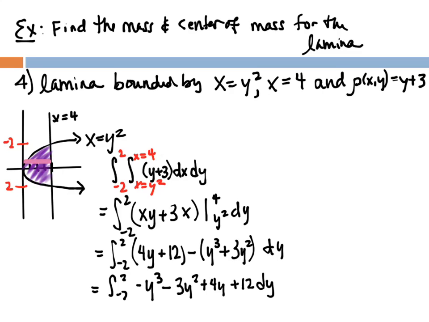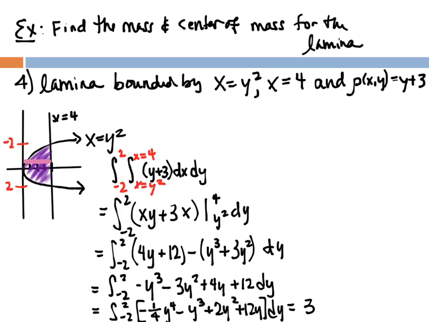And then we'll integrate that with respect to y. Negative 1/4 y to the 4th, negative y cubed, plus 2y squared plus 12y. And then we'll plug in the number 2, we'll plug in the number negative 2, which I know you guys can handle. The value we actually end up getting here is 32.